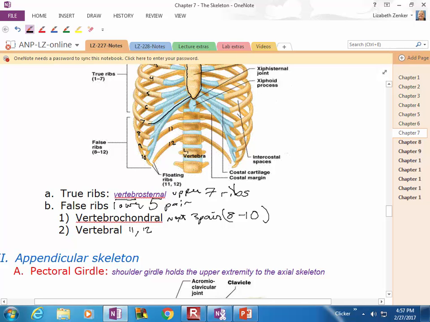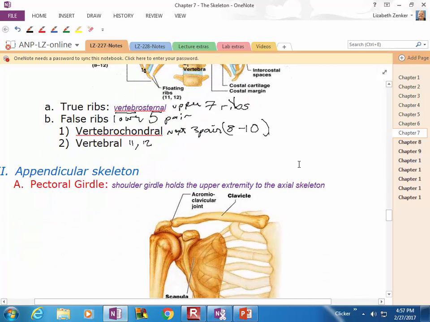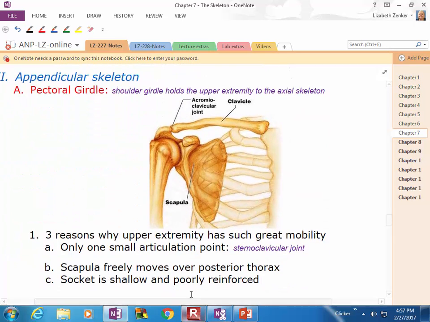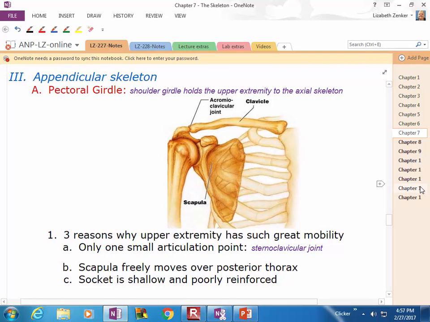All right, so if we look at the appendicular skeleton, okay, so these are the things that we attach to the axis. So the upper extremity attaches to the axis via the pectoral girdle, and the lower extremities attach to the axis via the pelvic girdle. So the pectoral girdle, this is the shoulder girdle, holds the upper extremities to the axial skeleton.